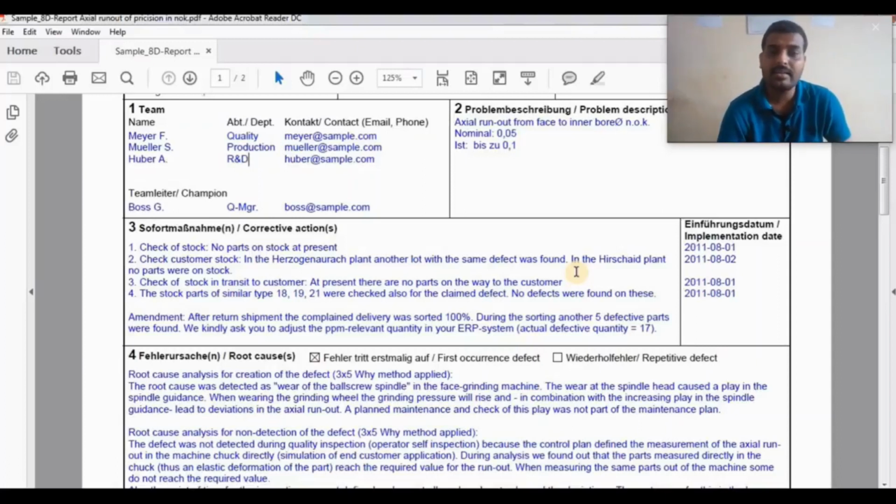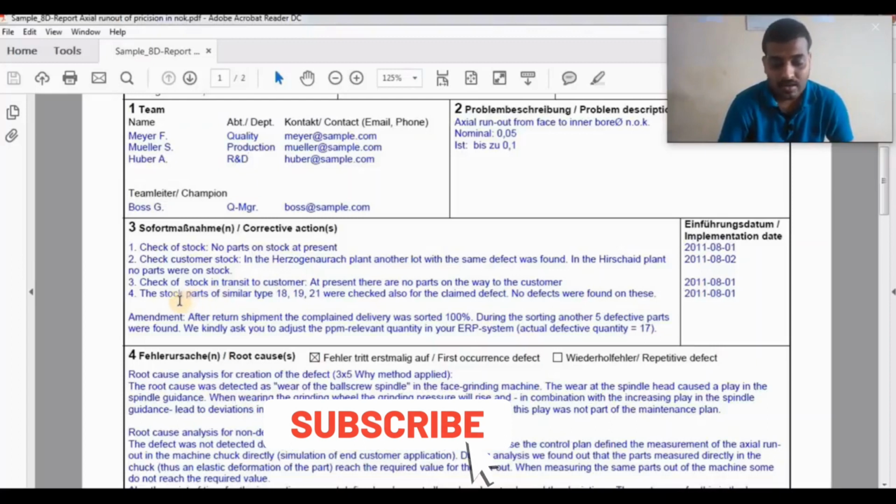Then it comes to the containment action. In order to implement containment actions, 100% checking is to be done. So here they have checked the stock at their level, then they have checked the stock at customer level, then they have checked the stock in transit to the customer, as well as they have checked the stock of similar pattern or similar types. Okay, so this is about the containment action. Also they have mentioned the date on which these actions are completed.